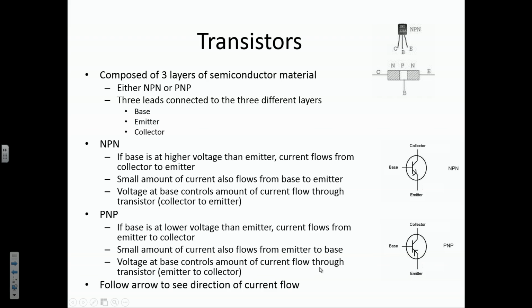You can note in both of these schematics, this last bullet says follow the arrow. Both of these schematics have an arrow that's a little strange looking, but it gives you a sense of the direction of the current flow. That's PNP. In this case, this little part of the diagram right here serves as an arrow to show you the direction of current flow there.